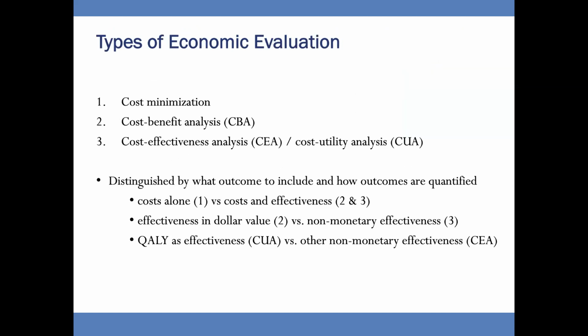There are different types of economic evaluation. I list the main types here: cost minimization, cost benefit analysis, cost effectiveness analysis, and cost utility analysis. These types differ in what outcomes you include in the analysis and how the outcomes are measured. The difference between cost minimization and the other types is that, as the name suggests, cost minimization just focuses on the cost alone.